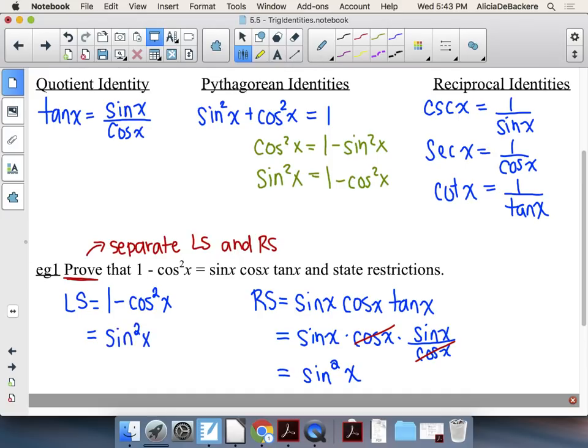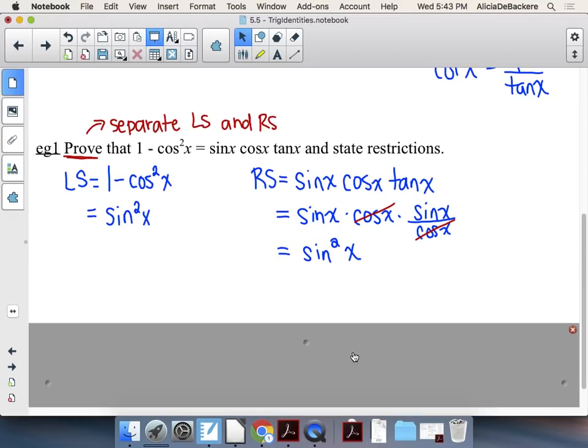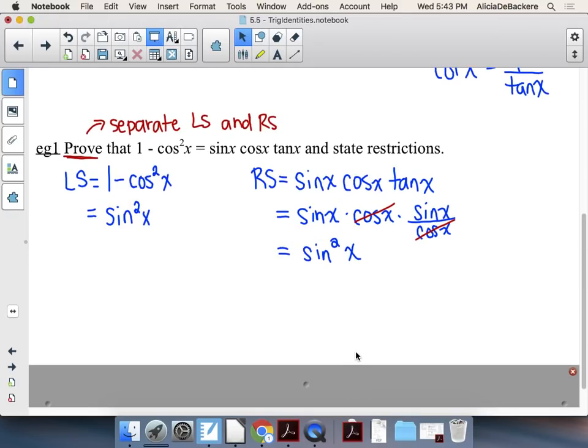That's one of my identities. And now what I have is that the left-hand side looks the same as the right-hand side. And that's how I've now proven that this really is an identity. And if I were to graph this original expression, 1 minus cos squared x, and graph sine x times cos x times tan x, they'd be the same graph. And that means no matter what number I plugged in for x, I would get the same answer.